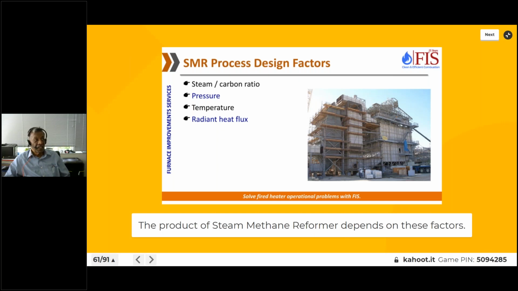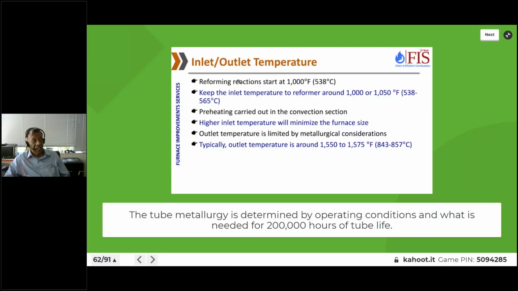So for the SMR furnace design factors, there are 4 major important factors. We're talking about steam to carbon ratio, operating pressure, outlet temperature, and radiant heat flux. These are the 4 important parameters that you want to design. So on inlet and outlet temperatures, the inlet temperature is typically around 1000 to 1050 degrees F. We want to maximize the preheating in the convection section, so that the catalyst size or the reformer size is minimized. Outlet temperature is typically kept around 1550 to 1575.